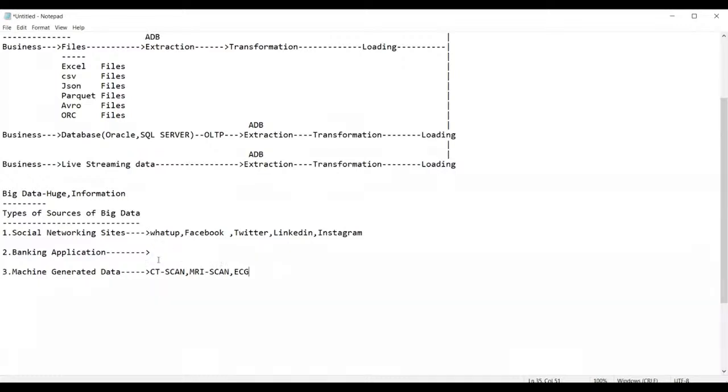That means a massive amount. The CT scan machine generates a very massive amount of data. So that is nothing but machine generated data. Any machine which generates data is called machine generated data. That's it.